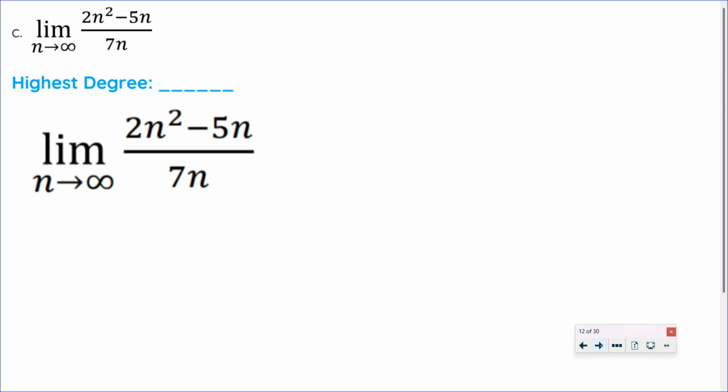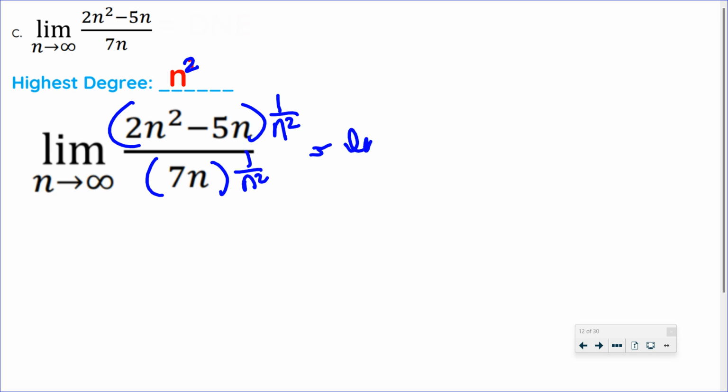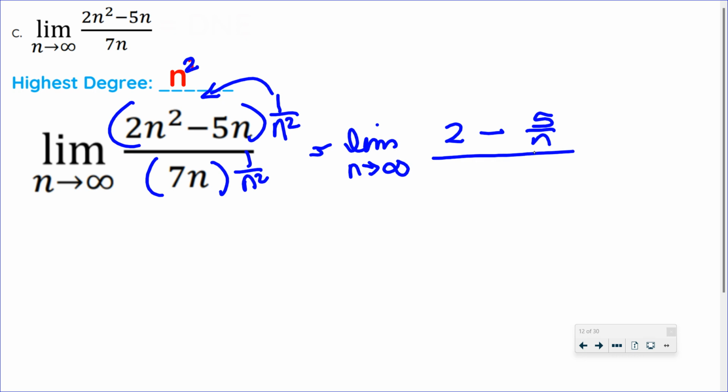Okay, let's try another one. In this last example here, my highest degree is n to the exponent of 1. So I will multiply top and bottom. Oh, I lied to you. It's actually n squared. Let's multiply top and bottom by n squared. So that's the limit as n approaches infinity distributed in. So 1 over n squared times 2n squared is 2, minus 5n times 1 over n squared is 5 over n. All over 7n times 1 over n squared is 7 over n.